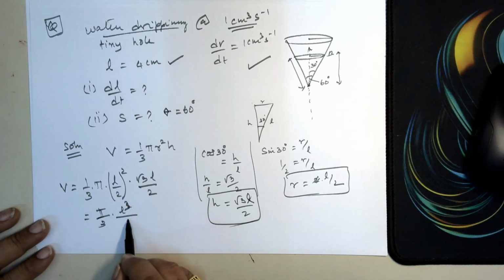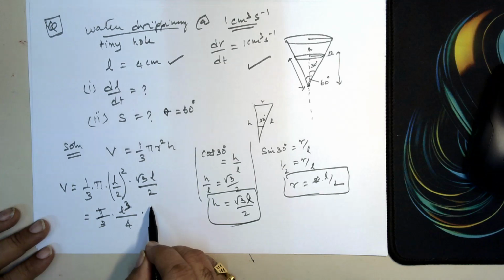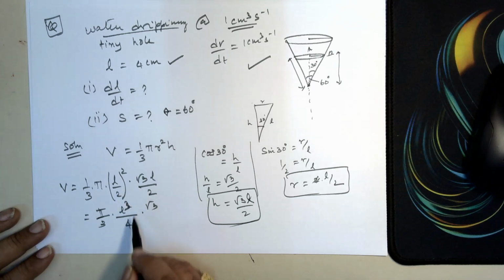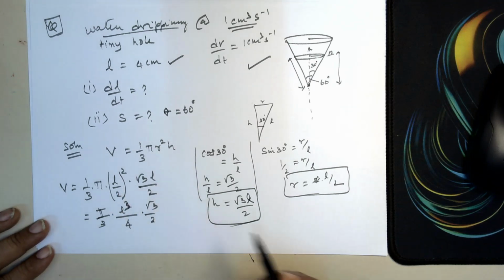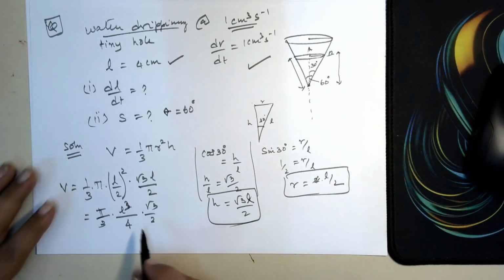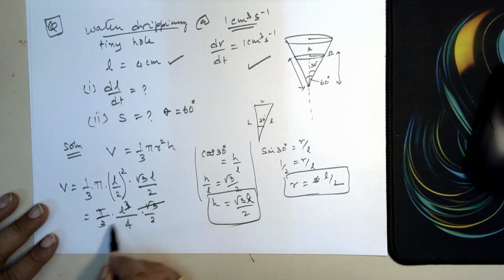So L cubed by 4 into root 3, correct? Here we have L squared, so 4 L squared means R. That's why I put 4 into 2, into 2, root 3 by 6. So this is equal to, now we can strike out this root 3 and 3 as root 3.